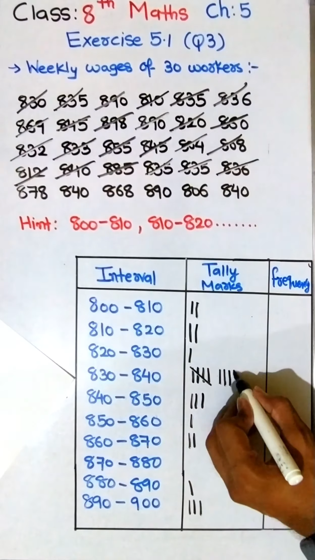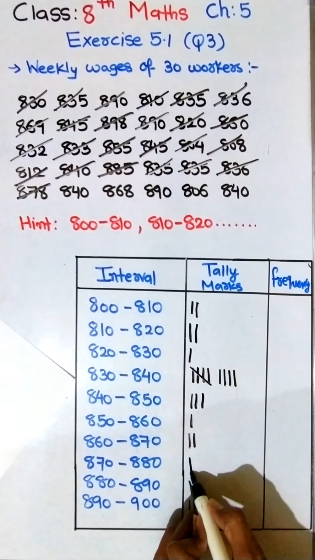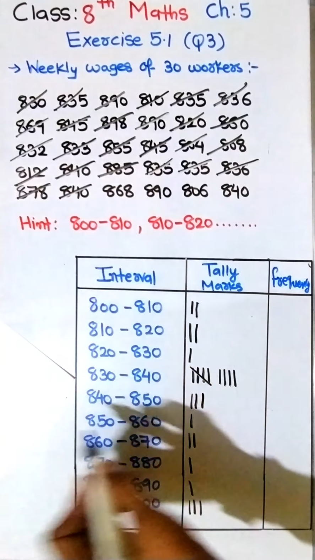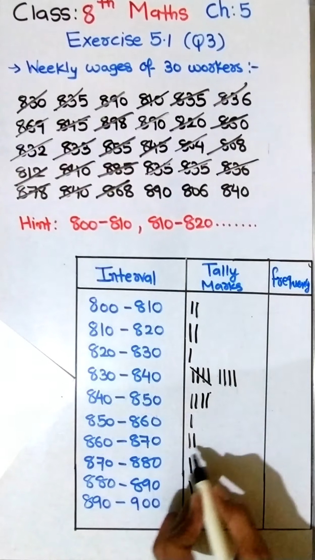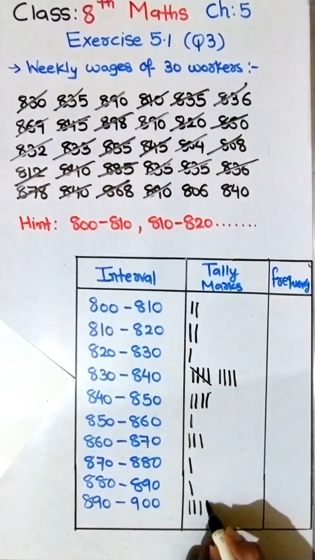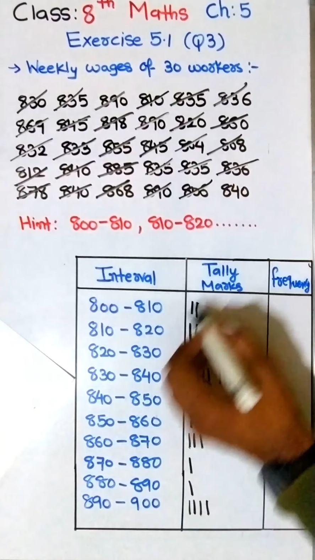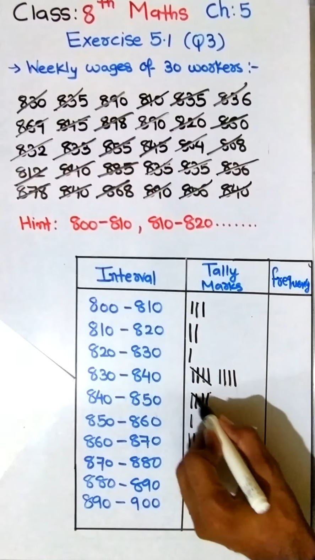836 also in this class. 878 belongs to this one. 840 belongs to this class. 868 is here in this class. 890 over here. 806 in this one and 840 over here.